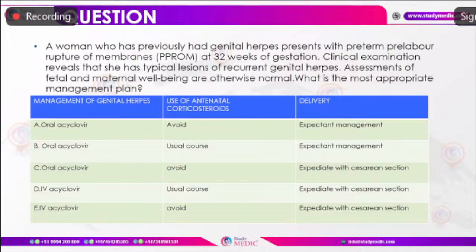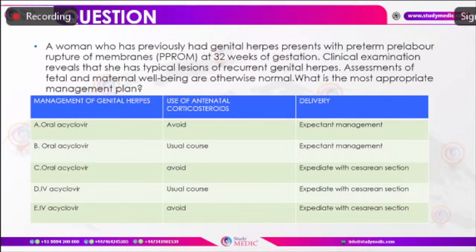When we have a scenario-based question, like we have now: a woman who previously had genital herpes is presenting with preterm pre-labor rupture of membranes at 32 weeks of gestation. Clinical examination reveals typical lesions of recurrent genital herpes, and the assessment of fetal and maternal well-being is otherwise normal. So what is going to be the management plan?